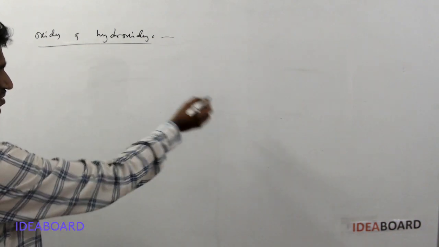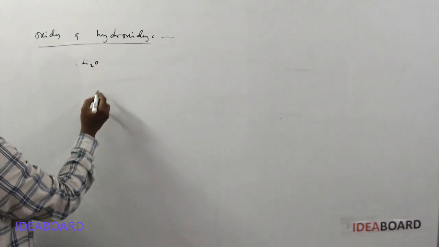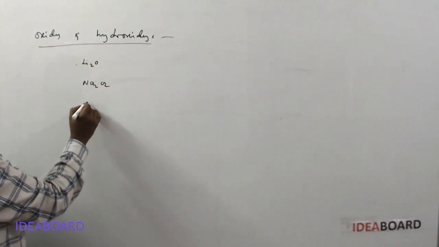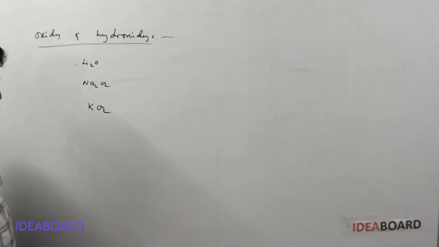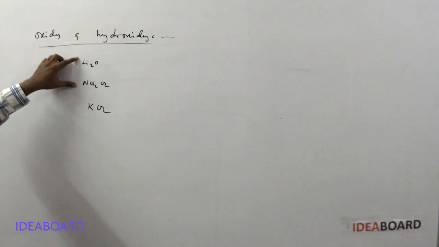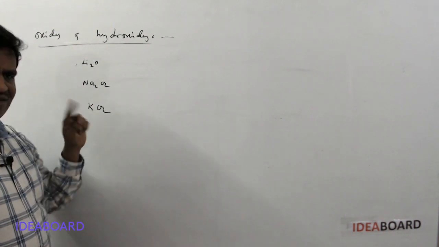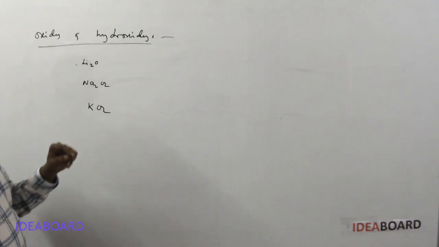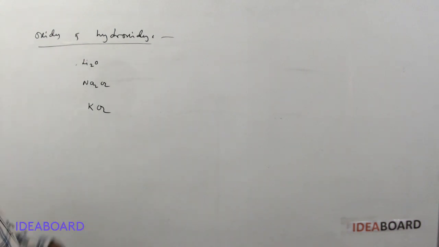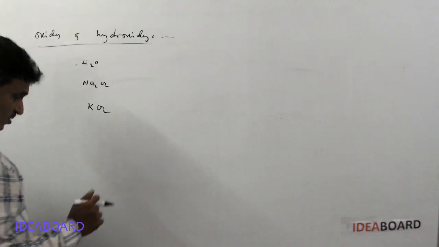When monoxides and peroxides are taken, monoxide means suppose Li2O, peroxide means suppose Na2O2, and superoxide means suppose KO2. These monoxides and peroxides are actually colorless because there is no free electron, whereas superoxides are colored, orange or yellow, because of the odd number of electrons. The superoxide ion is paramagnetic because of the odd electron.